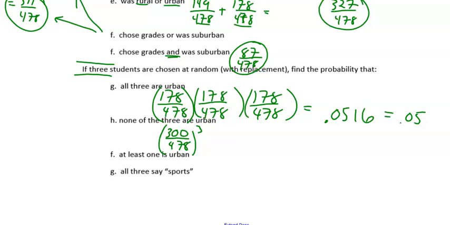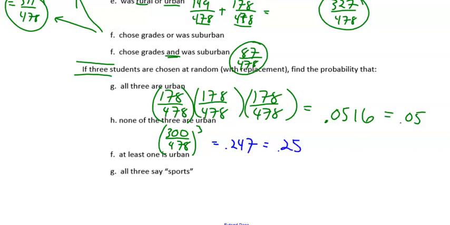That should give me, 300 over 478 to the power of 3, I get 0.247, which I'll round to 0.25.